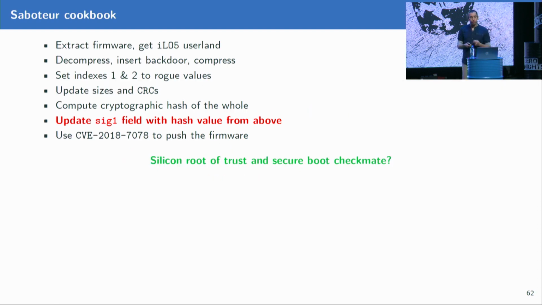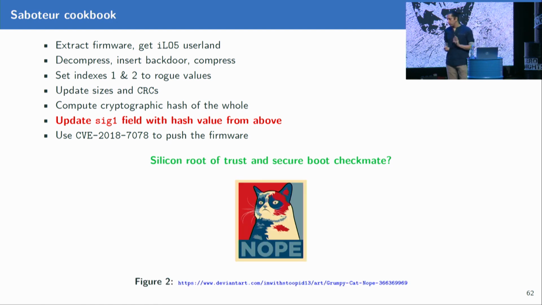So all that we have to do to exploit this is extract the firmware, get the ILO5 userland, decompress it, insert whatever backdoor we want into it, and then recompress it. Then we will set index 1 and 2 to rogue values, update all the sizes and CRCs to be correct, and we will simply compute the cryptographic hash of our new backdoored userland, and update the sig1 field with that hash value, just like that. And then we can use the vulnerabilities that Fabien presented to you, for example, to push the firmware, and it should work. Actually, not quite yet.